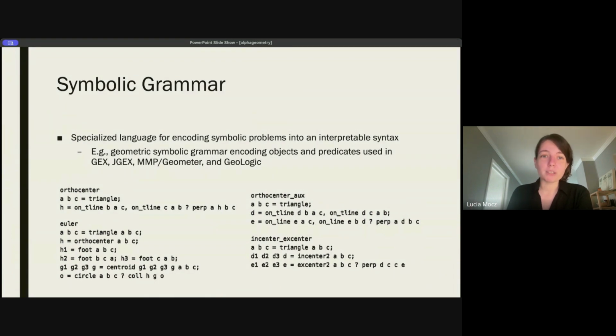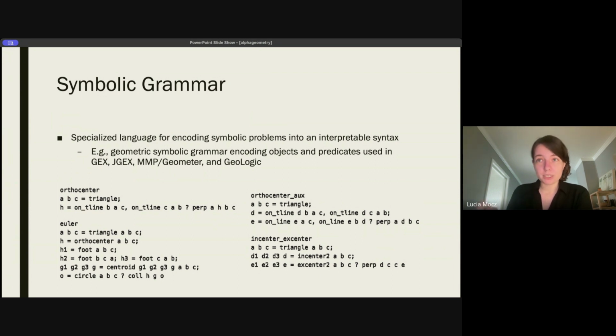An example of a symbolic grammar is shown below, and this is a particular symbolic grammar that is useful for encoding geometric objects and predicates. It has been used by symbolic engines such as GEX, JGEX, MMP, and so forth.